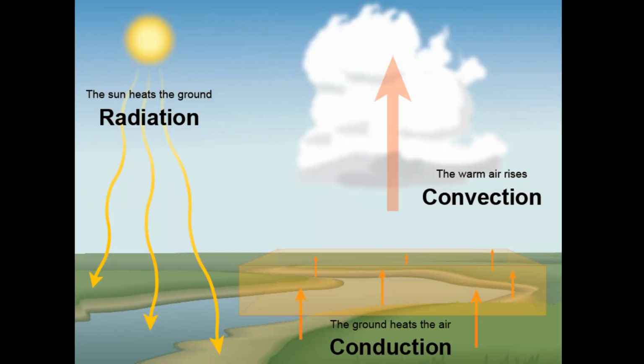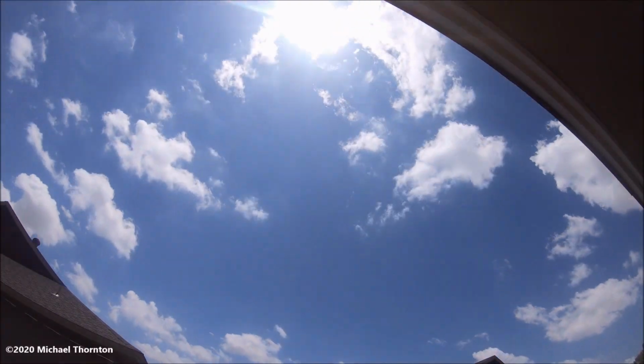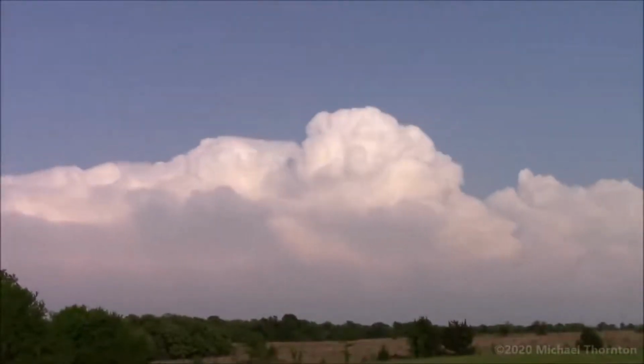So how do we get thunderstorms? Well, first it starts with radiation. Our sun produces radiation, and it takes about 8 minutes for that radiation to reach the ground. And then once it reaches the ground, we get what is known as conduction, which is the ground heating the air. As this warm air rises, we get what is known as convection, and convection is those white puffy cumulus clouds that eventually turn into thunderheads, otherwise known as cumulonimbus clouds.